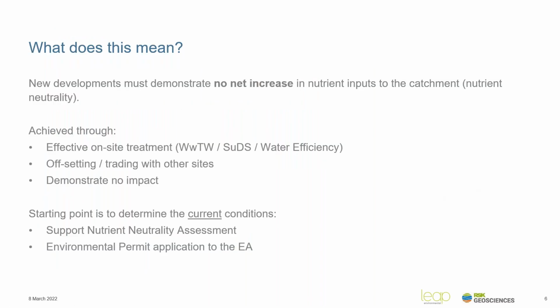So what does it mean for developments? Well, any new development must demonstrate that there is no net increase in nutrient inputs into the catchment. That's achieving nutrient neutrality. It's safe to say this applies in catchments that feed into the designated sites, not all developments. It can be achieved mainly through effective on-site treatment. That might be the design and construction of a new wastewater treatment works for that development, inclusion of SuDS, so maybe detention basins to treat water, and water efficiencies, and is likely to be a large combination of the above.